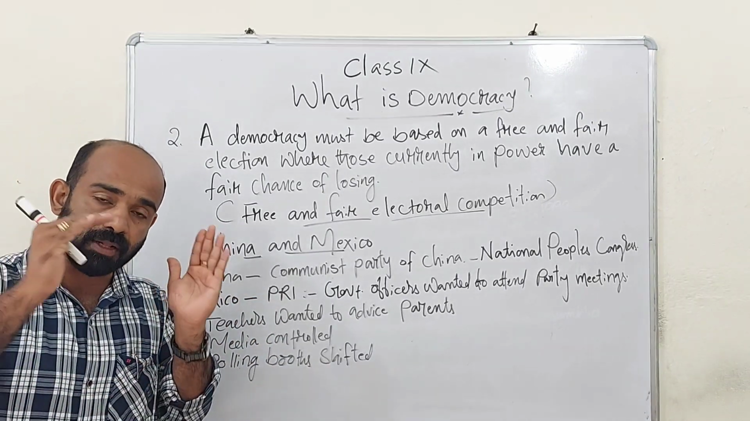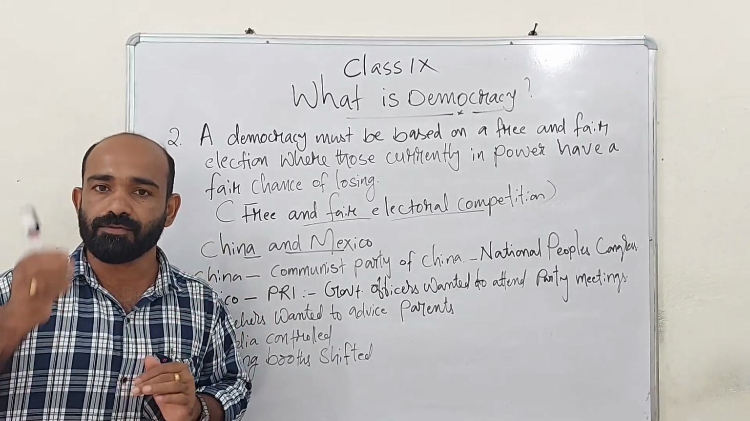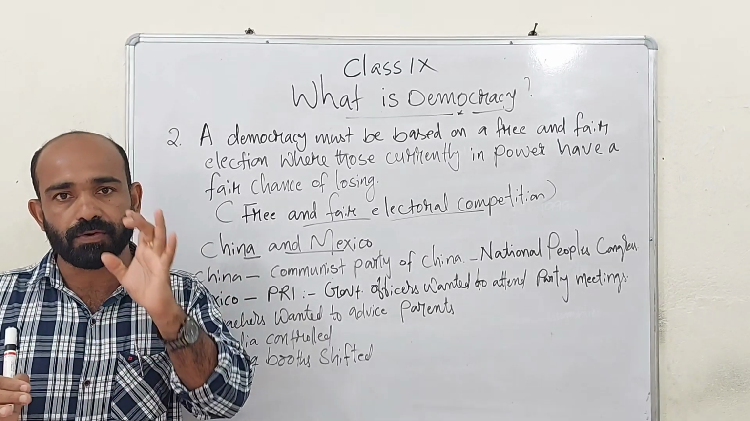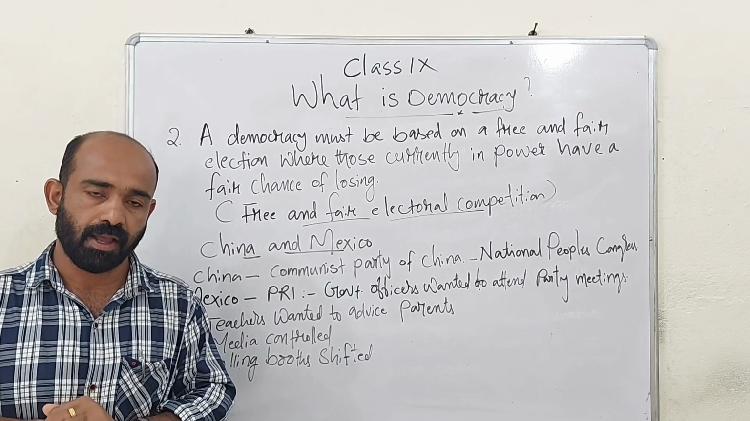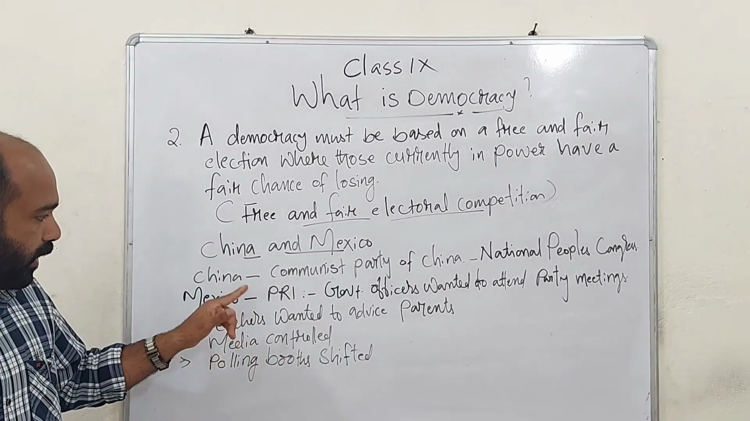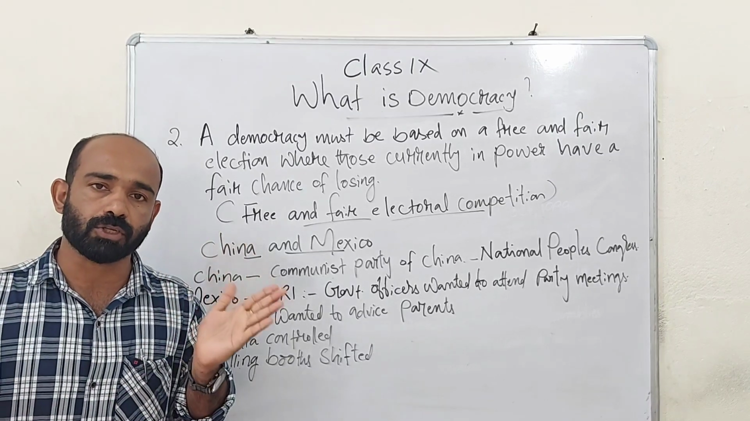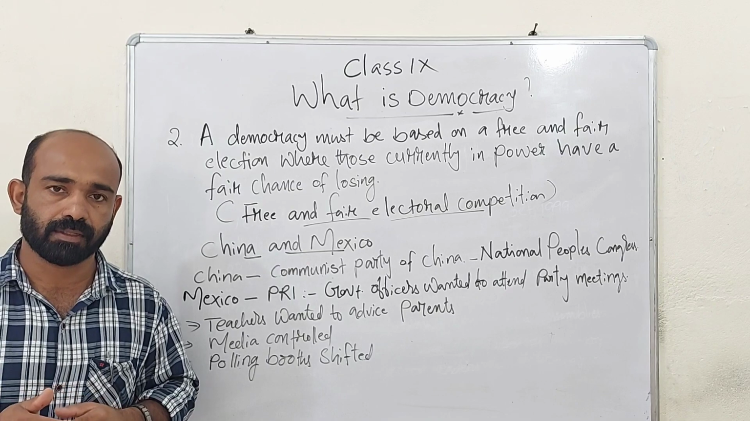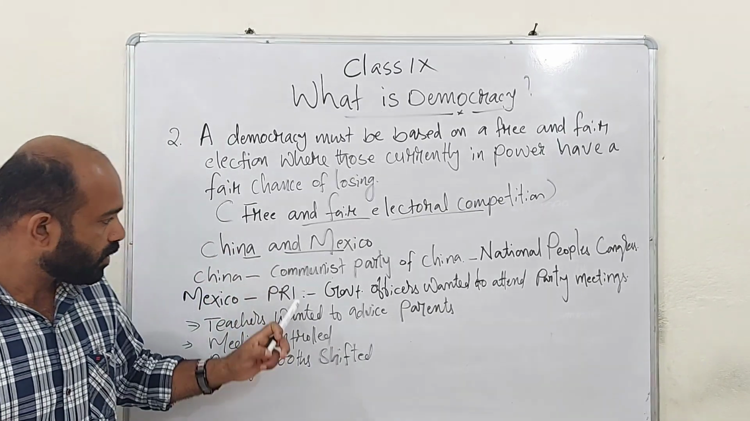That is not because of the popularity of this party. We know that in a democracy, if one political party is doing well for the people, of course people will choose that same party again and again. That is also possible. But here in Mexico, PRI is always winning the election, not because of their popularity, but because of their fraud activities. Let's see what fraud activities they practiced.